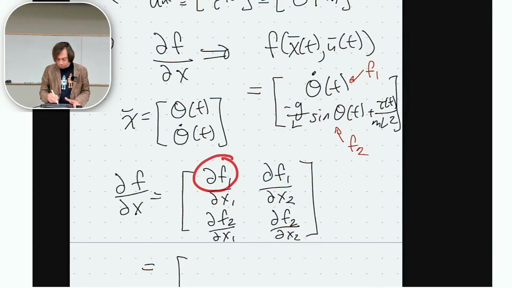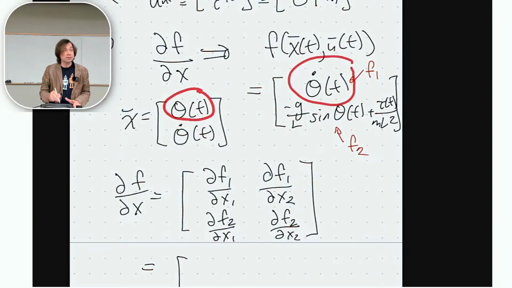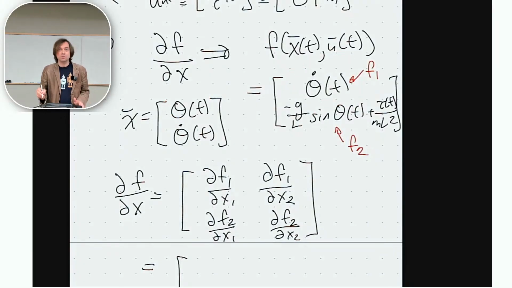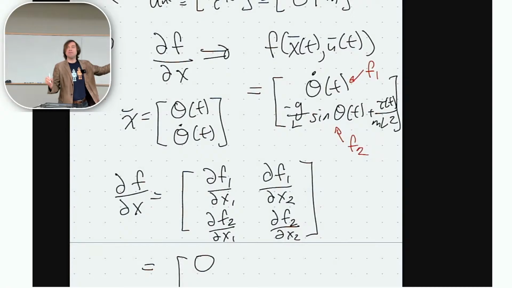So partial f1, partial x1. What is the partial derivative of theta dot with respect to theta? 0. The fact that they both happen to have theta as letters is irrelevant here. The partial derivative of theta dot with respect to theta is 0. Treat it as a constant.